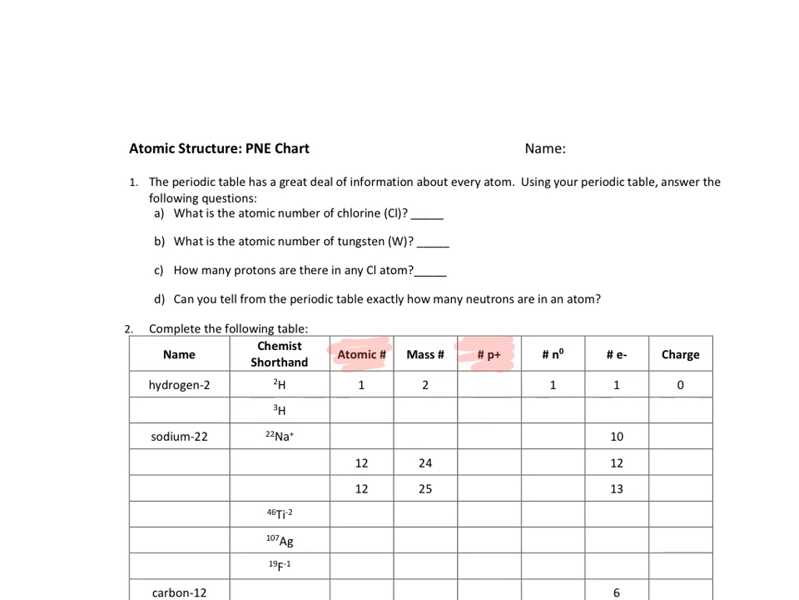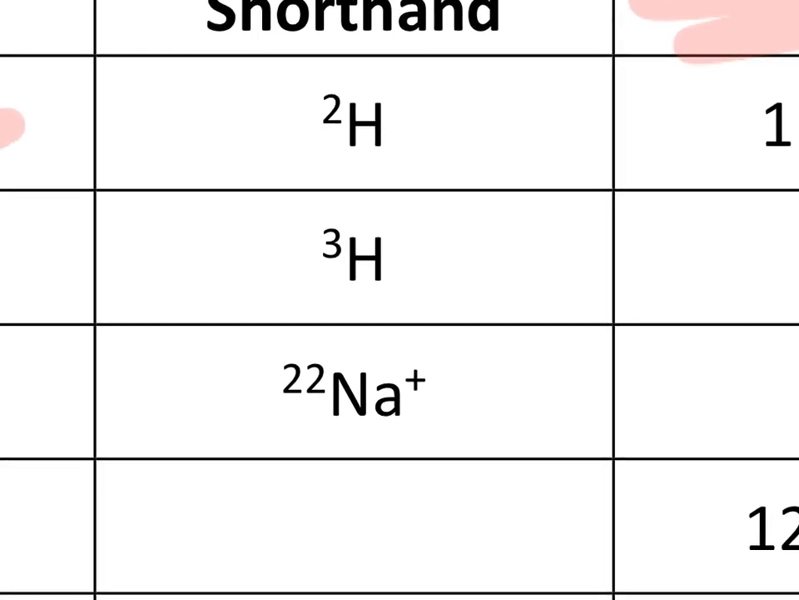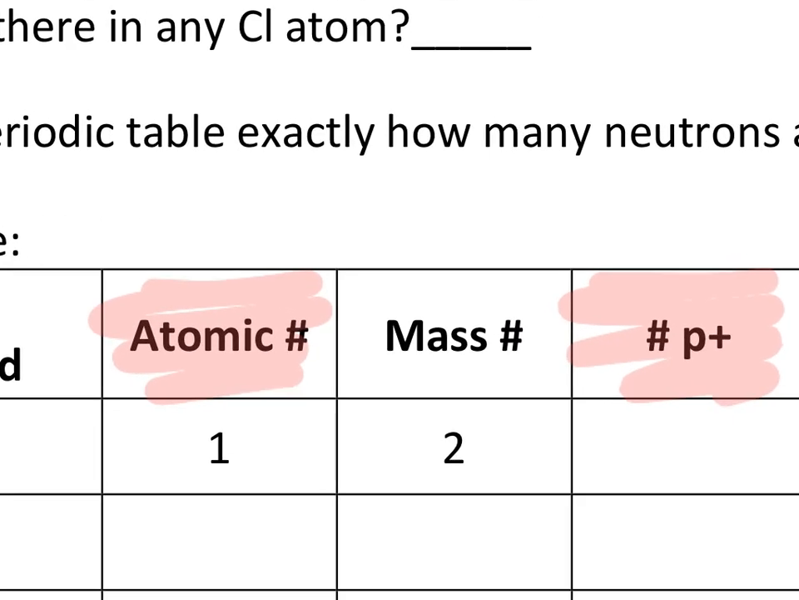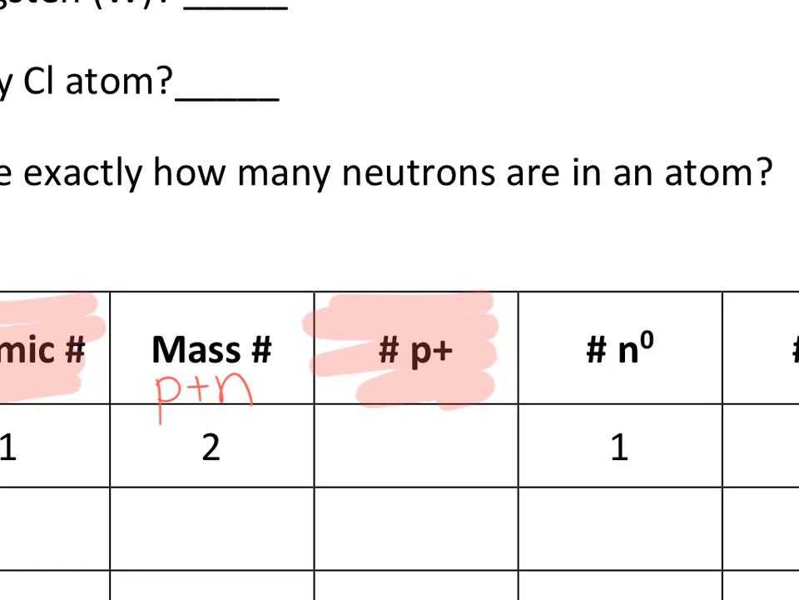Also, a couple other things you should note. In the name, you have your element name and then you have the mass. For chemist shorthand, remember you have your element symbol. We now have charge up there to the top right, and then our mass is still at the upper left. Okay? To solve for your mass, again, reminder, it should be my protons plus my neutrons. So if we need to work backwards to get neutrons, you just take your mass minus your protons.